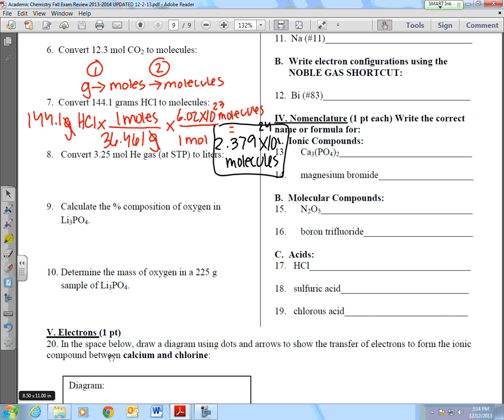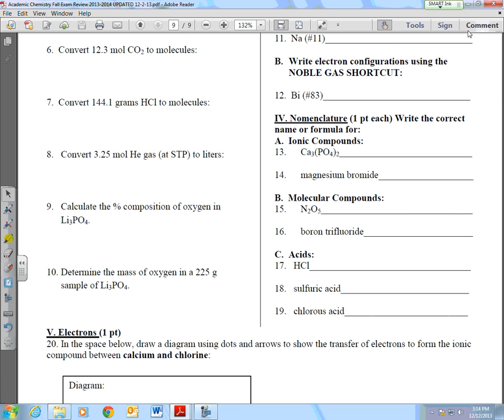Any questions about number 7 and how that works? Yes? No? It's a 2-step. Okay. Okay, so number 8, convert 3.25 moles of helium gas to liters. Again, you're going to start with your given, which is moles, and I want to go to liters. So we know for every 1 mole, you have 22.4 liters. Multiply across the top, and you have your answer. It's that simple. And so the answer for this one is 72.8 liters.